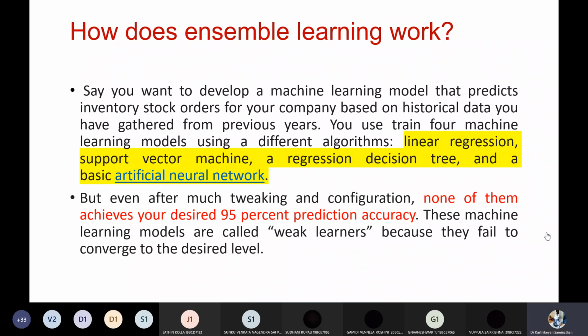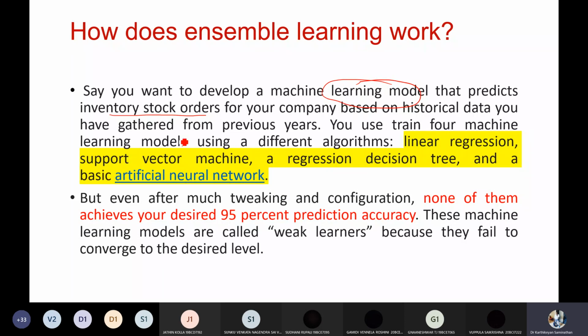So in today's class we'll see a little further how this ensemble learning works. How do you combine? What do we mean by an ensemble? Let's take a simple scenario. For example, you want to develop a machine learning model that predicts inventory stock, meaning you need to create your own model for your company to predict the inventory stock, the monthly inventory, daily inventory, everything. That is your agenda. So for that you need to develop your own machine learning model.